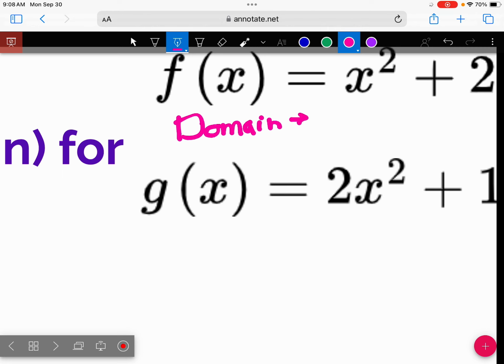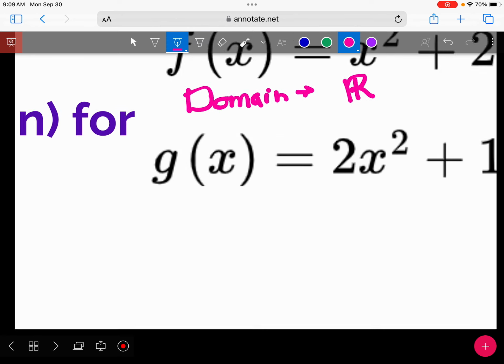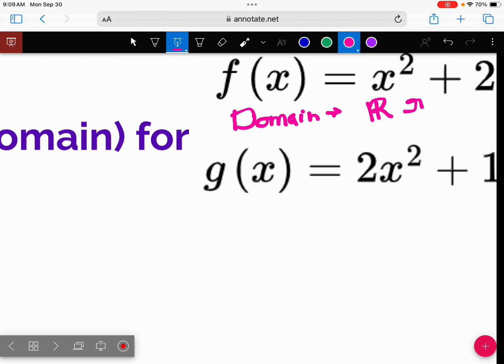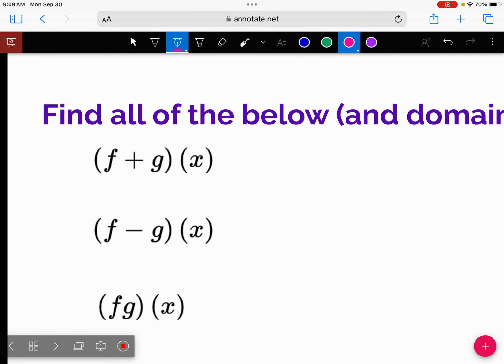It's a parabola, x squared plus 2. Our domain is going to be all real numbers. How about for g? Again, it's a parabola, so our domain is going to be all real numbers. So that makes it really handy. They match. There's nothing throwing things off. So let's do our first operation and find its domain.